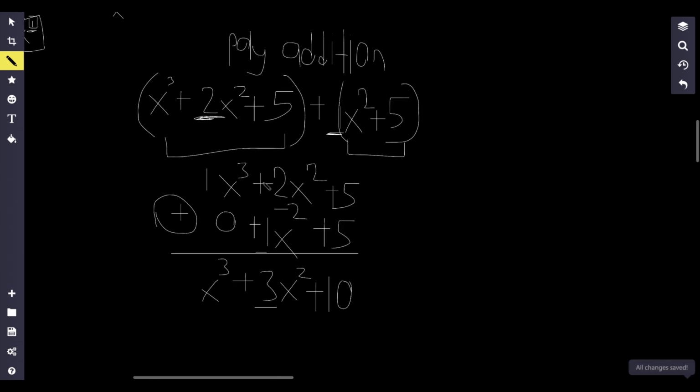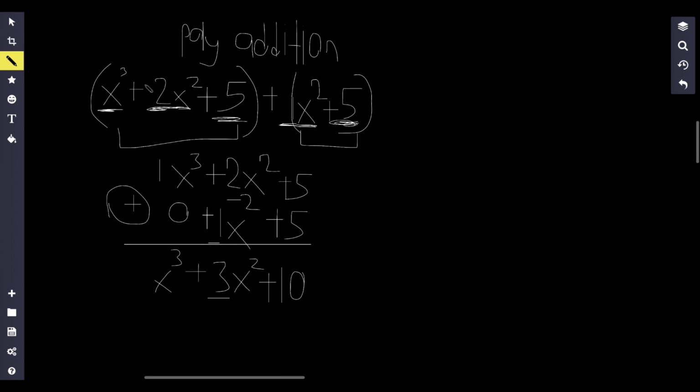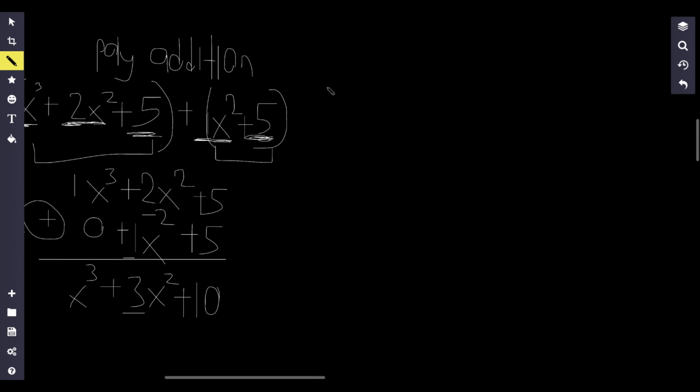So basically, in polynomial addition, you're just combining one term with the term that has the same exponent in the other polynomial, right? This x squared, you add it up with this x squared. This 5, you add it up with this 5 because they both don't have an x term, right? They're both constants. So you're just matching each term up with the other. Now, polynomial subtraction is basically the same thing.